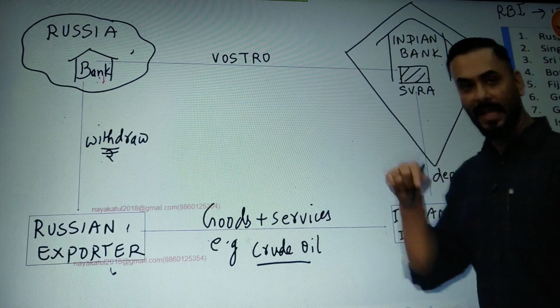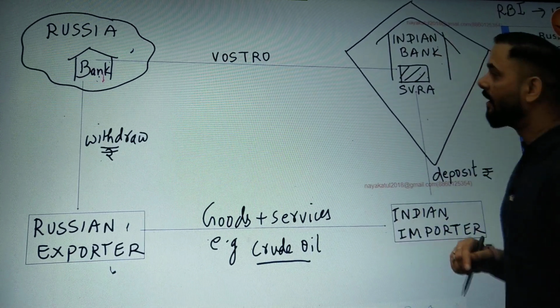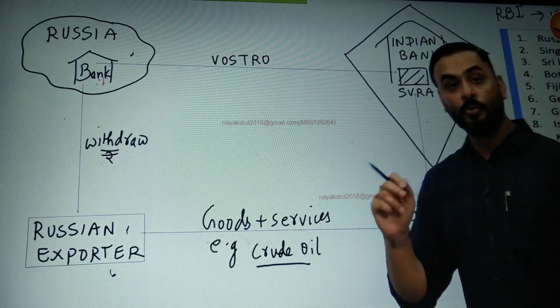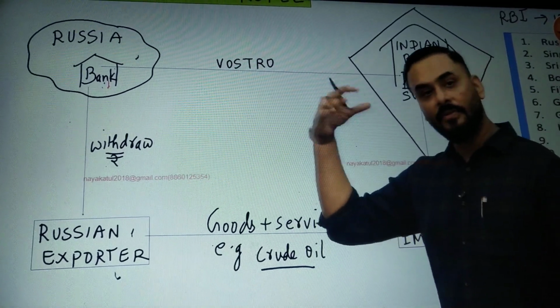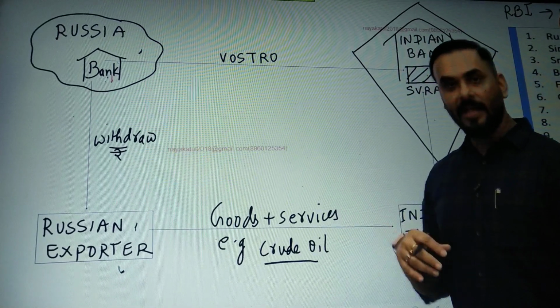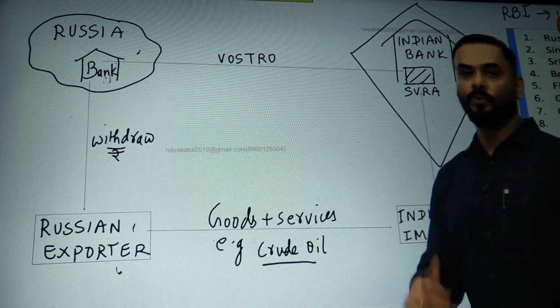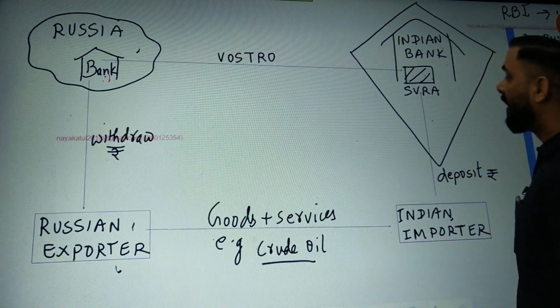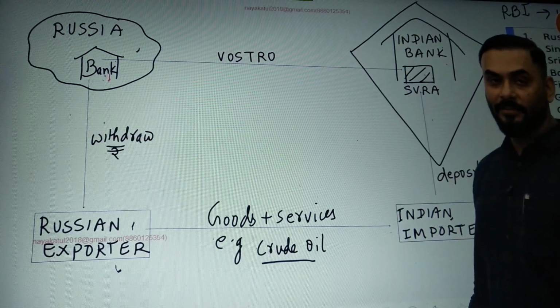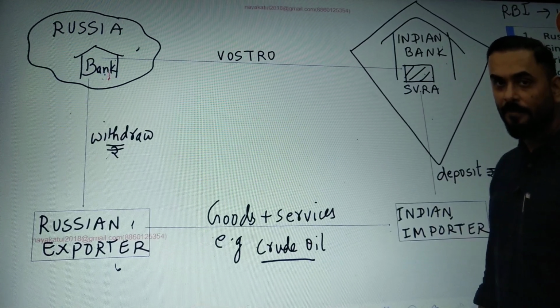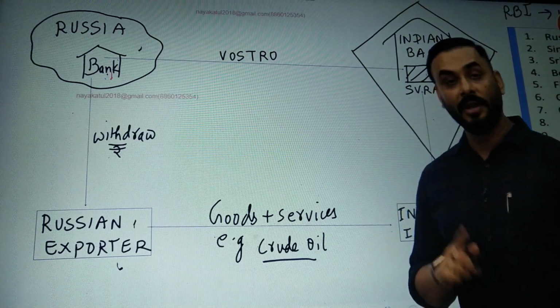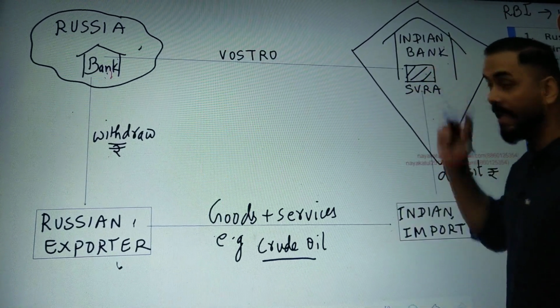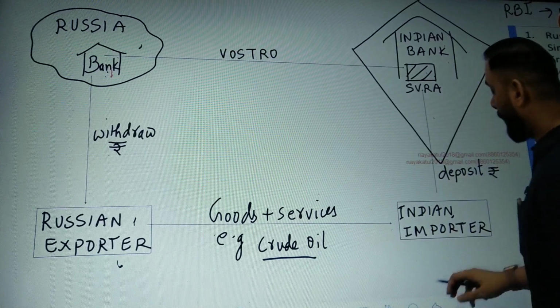Now this account in India is called a Special Vostro Rupee account. When the bank of a foreign country opens an account in India, we call it Vostro. So SBI told the Reserve Bank of India that this is a Vostro account of a Russian bank. In this account, the Reserve Bank of India gave permission to the Russian bank to deposit only rupee. So now see what is happening.